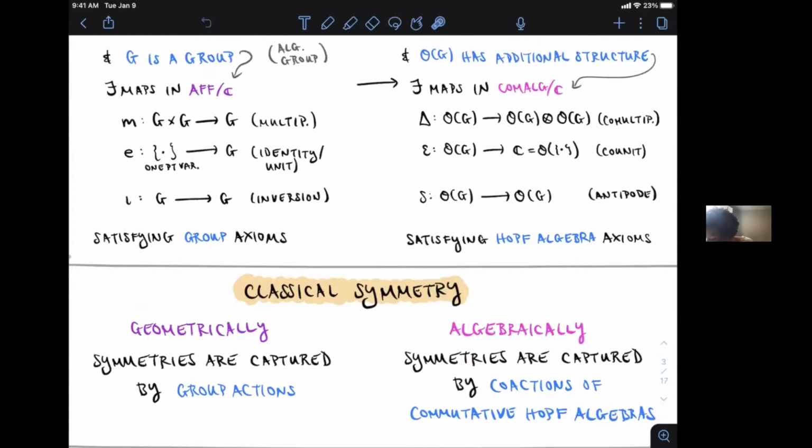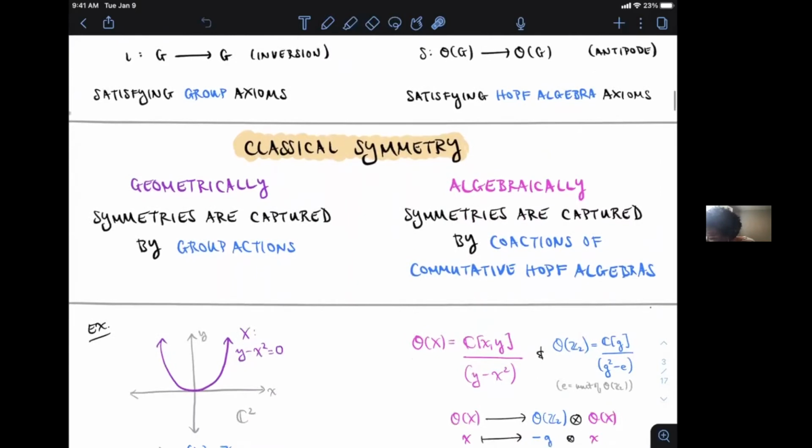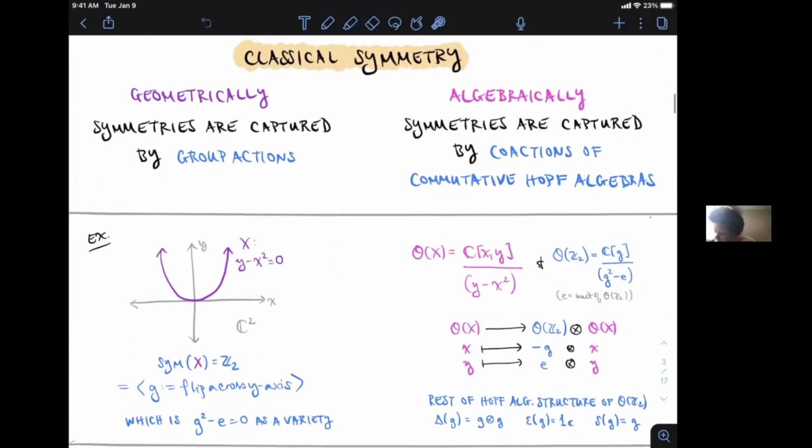Okay, so let's do some examples. All right, I have this geometric object here. Remember, this is my group that acts on it. I could translate all this business over to co-actions of commutative Hopf algebras on the coordinate ring of this gadget here. So in particular, the coordinate ring of this group is just a group algebra. And the co-multiplication, co-unit, and antipode are given by these formulas here.